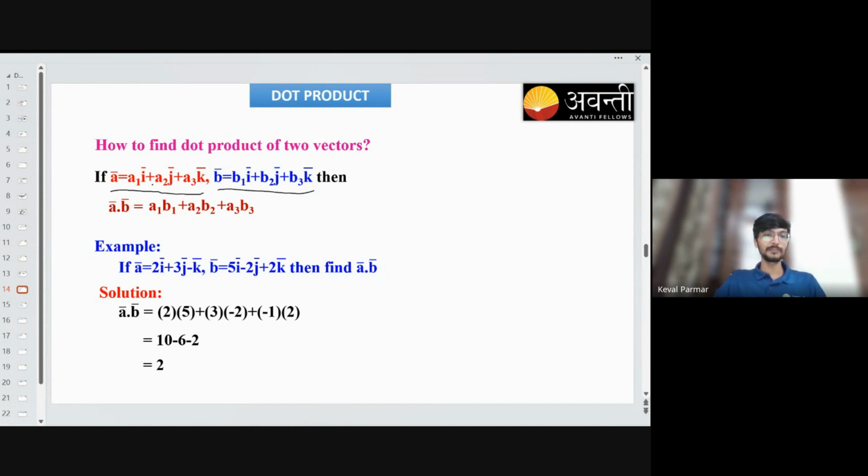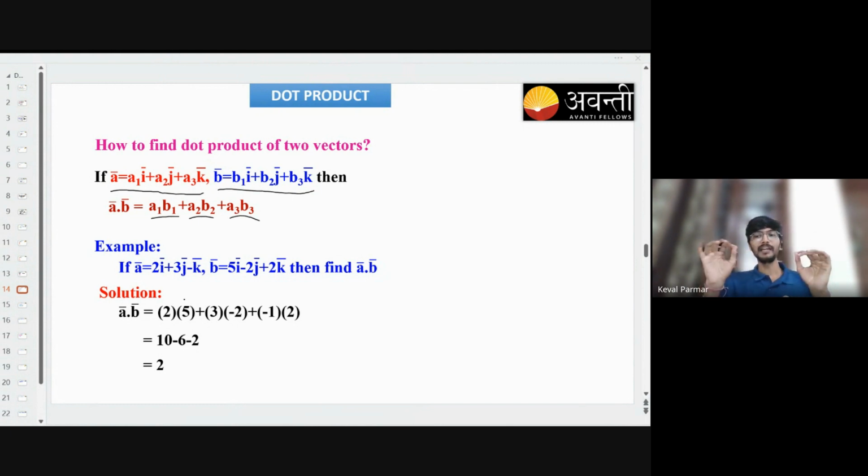So what are the corresponding coefficients? For I cap, A1, B1. So I multiply A1, B1. Corresponding coefficients for J cap, A2, B2. So I multiply A2, B2. And A3, B3 same for K cap. And I add them. So multiply the corresponding coefficients and add them. We'll get the dot product. You can see a very simple example here.